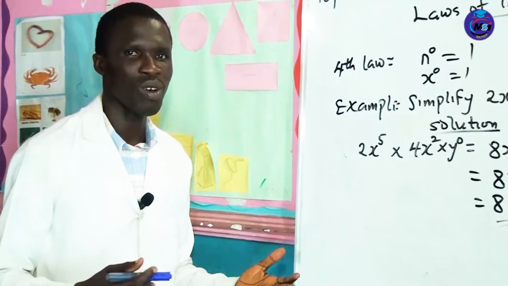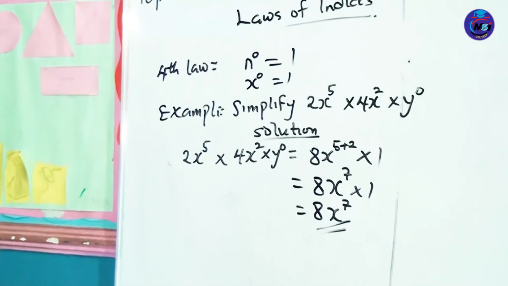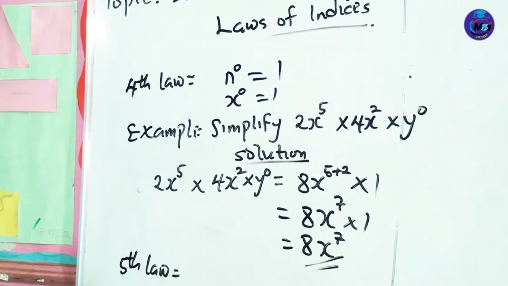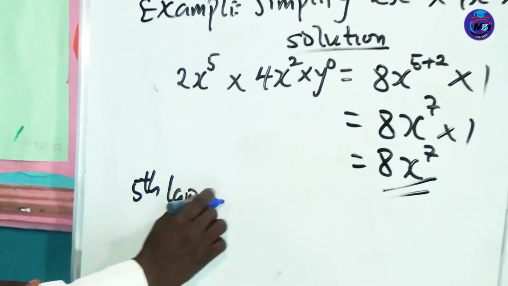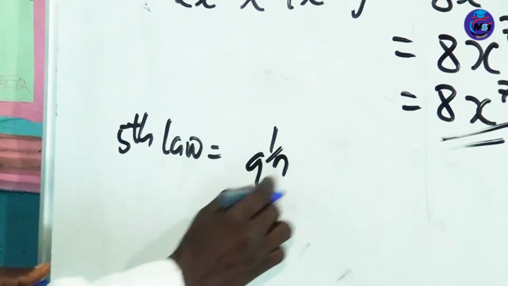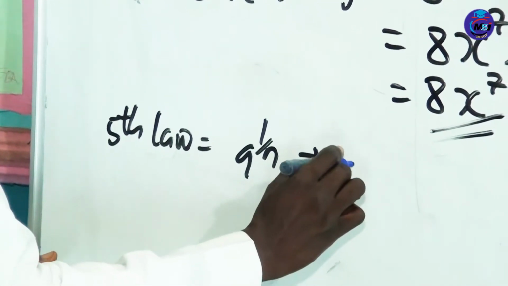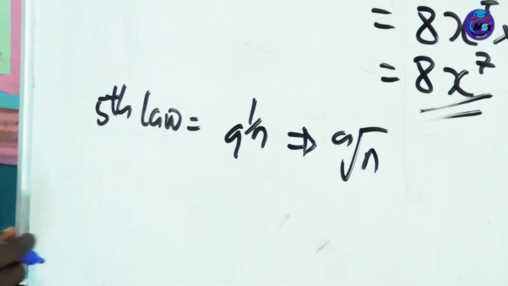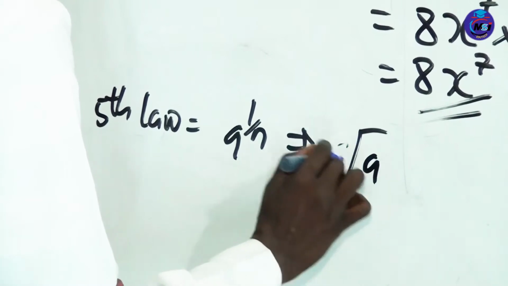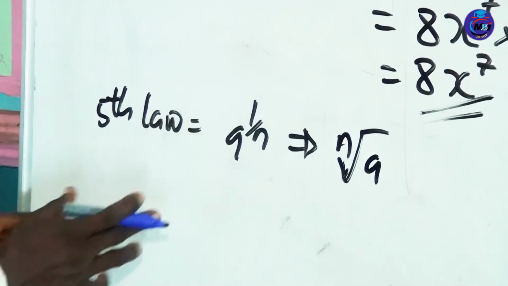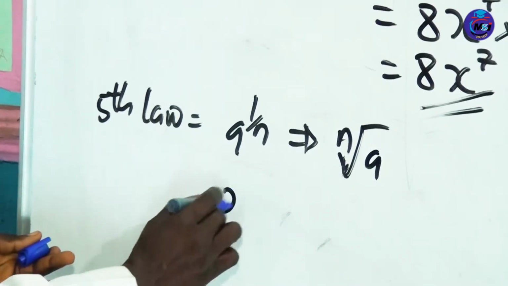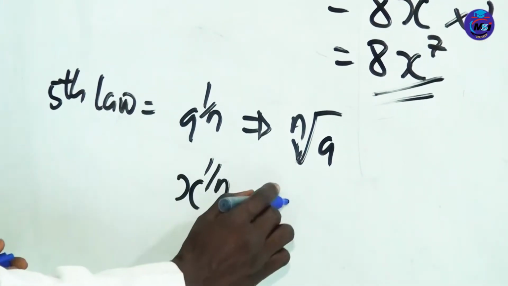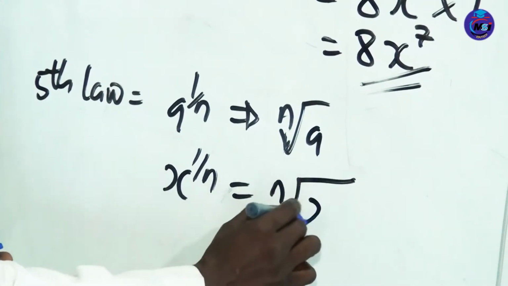What do we have in fifth law? Let's see it. The fifth law is talking about a 1 over n raised to power. This will give us the nth root of a. Okay, so this will give us a n. Now you can also have something like x 1 over n raised to power. It will also give us the n will come out and the x will come in.